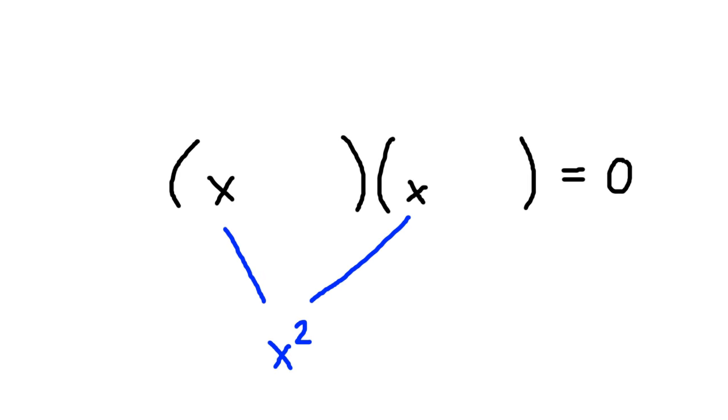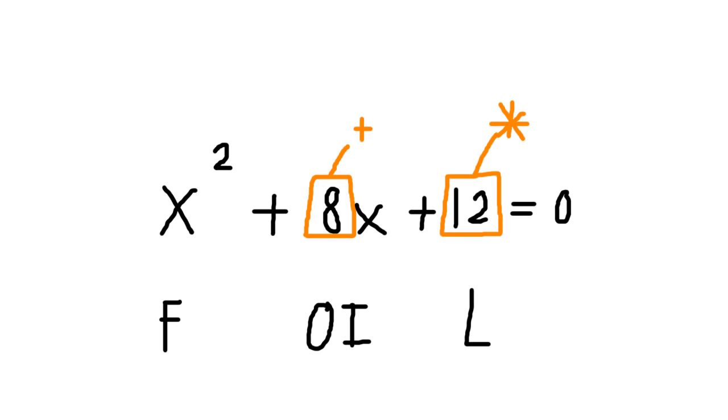First, we place the x's in the first position, since x squared is just two x's multiplied together. Then we fill in the other two spots by answering the following question. Which two numbers that add to 8 multiply to be 12? This works this way because the term with x is 8 and the constant term is 12. The outside and inside terms make up the term with x, and the last terms make up the constant term.